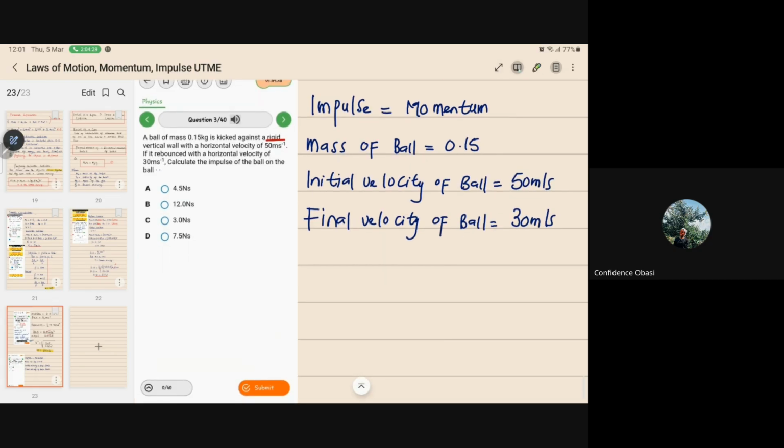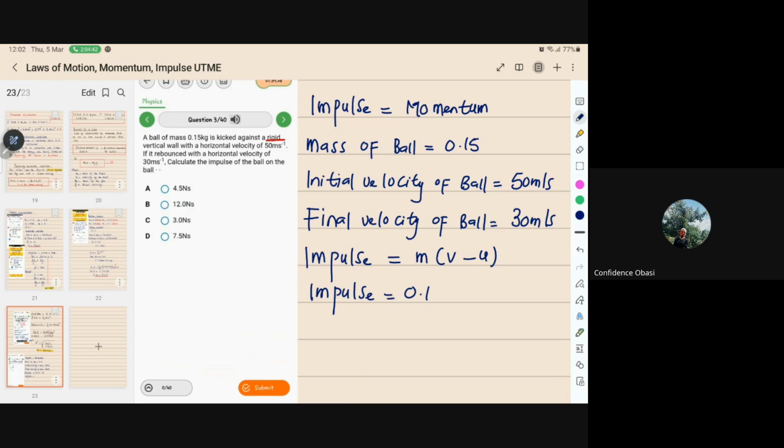So now, based on that, we have that impulse is equal to m(v minus u). So the impulse is equal to 0.15, open bracket, if it rebounds with a horizontal velocity of 30, right? Now, direction should come into place. So if I play you against positive, you are going back negative. Are we together? Direction, that's what I taught you before. Momentum, yeah. So let's assume that when he hits the ball, this is positive.